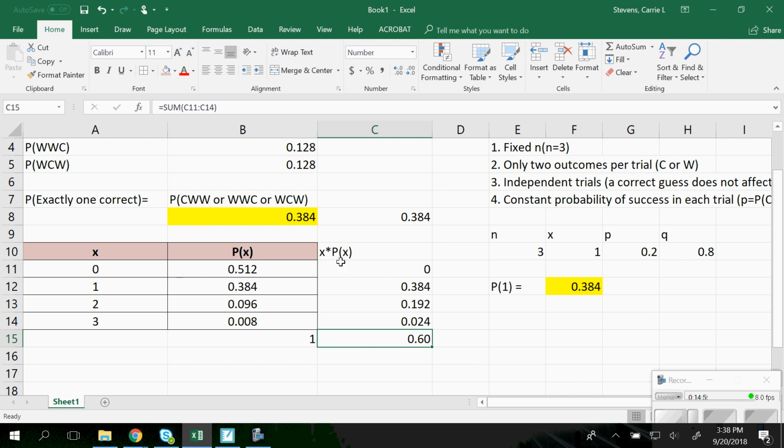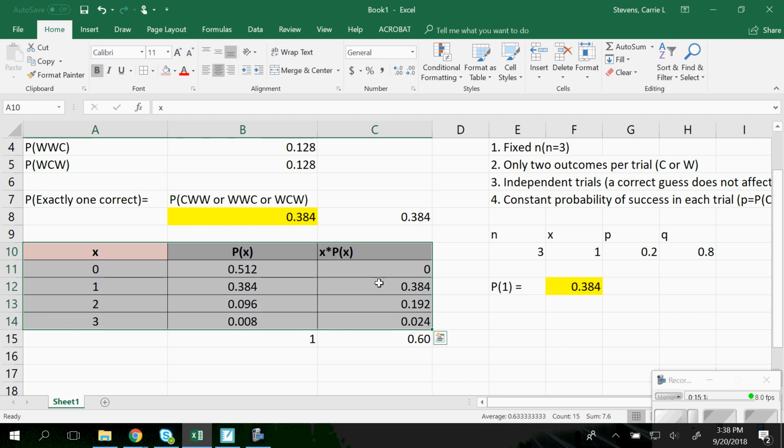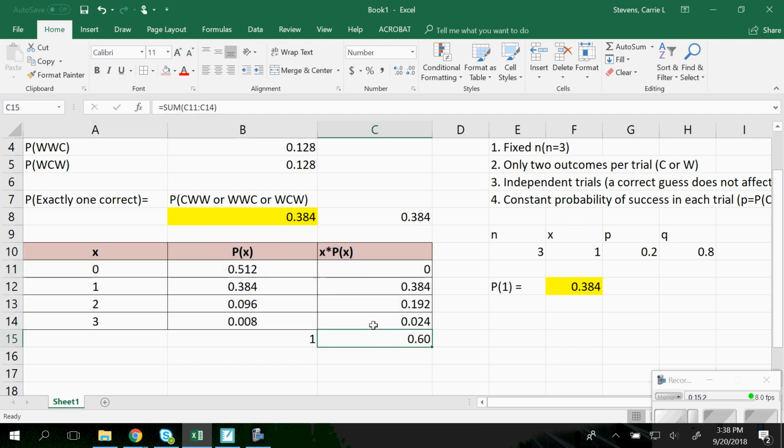Okay, so that's my mean right there. Now that works for any random variable, when you have a probability distribution. It doesn't have to be binomial. For any discrete probability distribution or any discrete random variable, you can do this right here and get your population mean, mu.